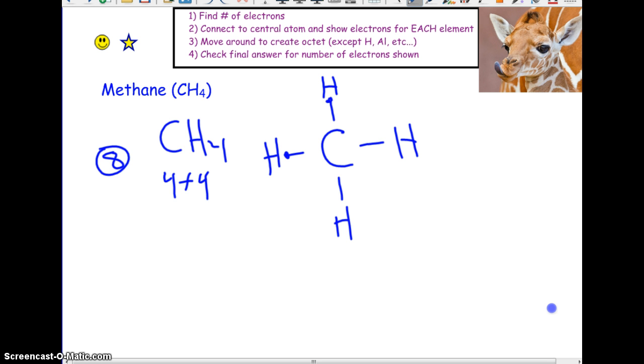We'll do closed circles this time. Each C brings 4 dots. We'll do open circles. Now they're all on my page. Move them around as needed. But I already have an octet around carbon. There's 8 electrons. I already have a single bond for the H's. Everything's good. We're done. Double check. We have 2, 4, 6, 8 electrons, and I need to have 8.